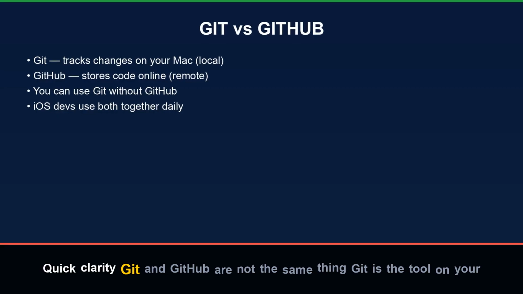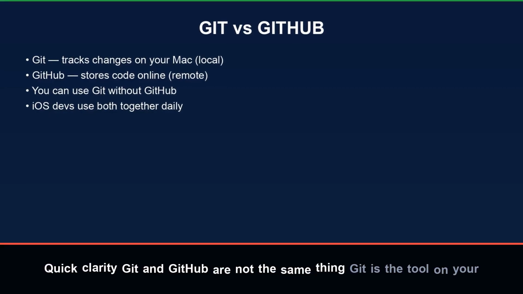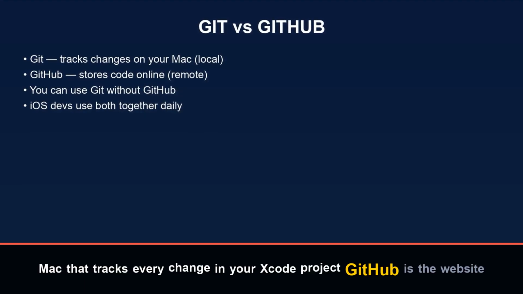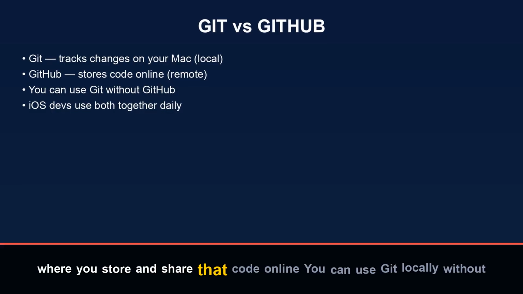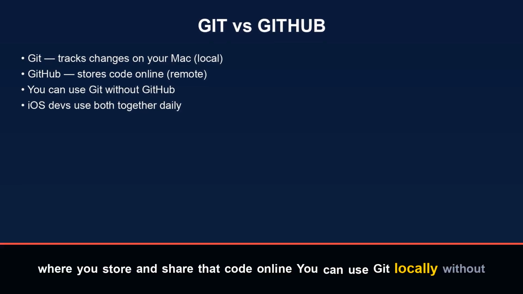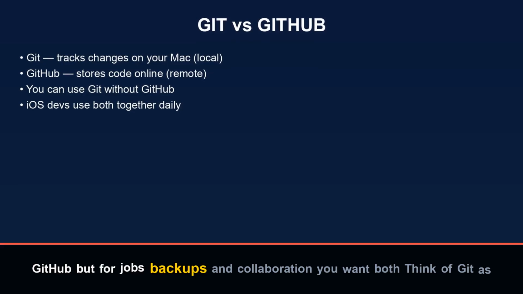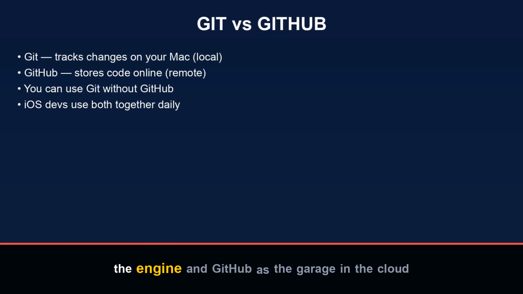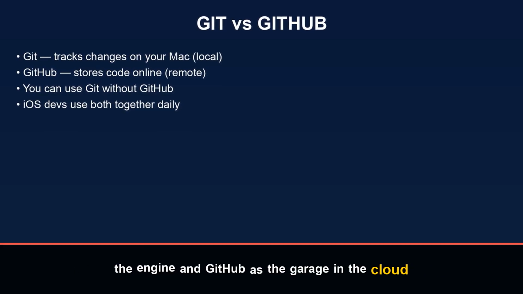Quick clarity, Git and GitHub are not the same thing. Git is the tool on your Mac that tracks every change in your Xcode project. GitHub is the website where you store and share that code online. You can use Git locally without GitHub, but for jobs, backups, and collaboration, you want both. Think of Git as the engine and GitHub as the garage in the cloud.